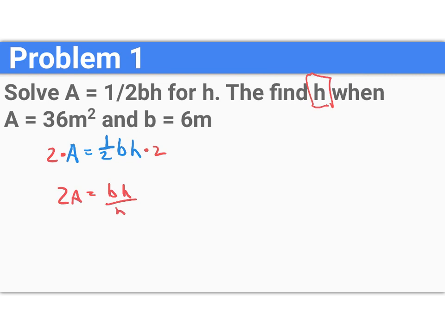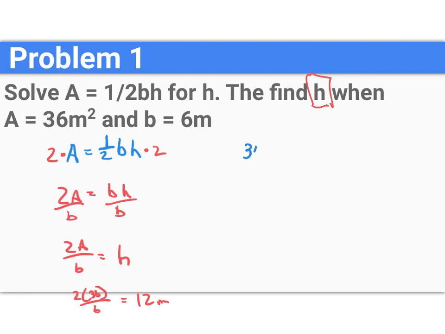Then we divide by B. And so now 2A over B equals H. Now the H is by itself, all alone. And from here, we would just plug in our numbers. 2 times 36 over 6, which would give us 72 divided by 6 is 12. 12 meters.